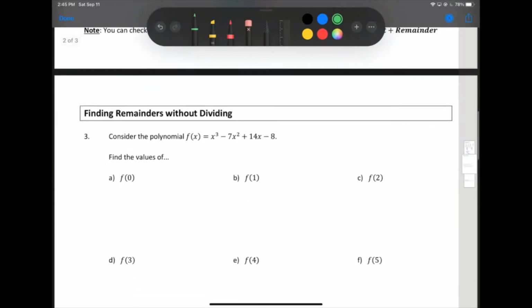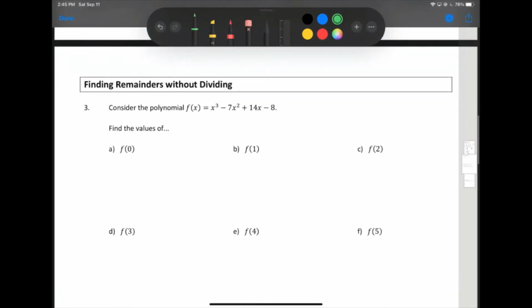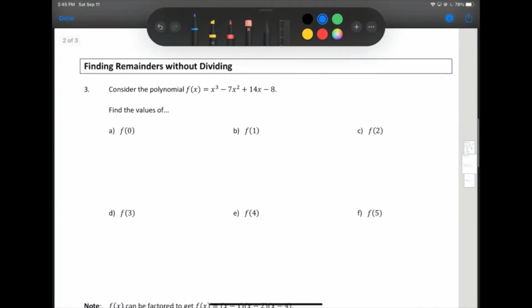All right, so that is rather tedious, but there is actually a method that we can use to find remainders without dividing. Check this out. Here we have our function, f of x equals x cubed minus 7x squared plus 14x minus 8. Let's just plug in a whole bunch of different values for x and see what we get out.